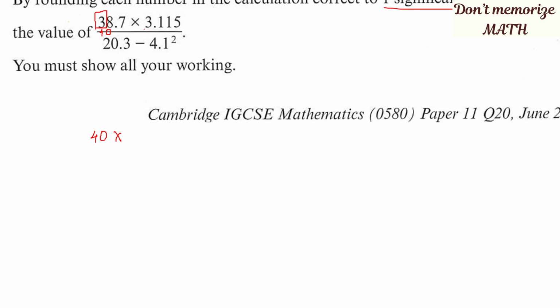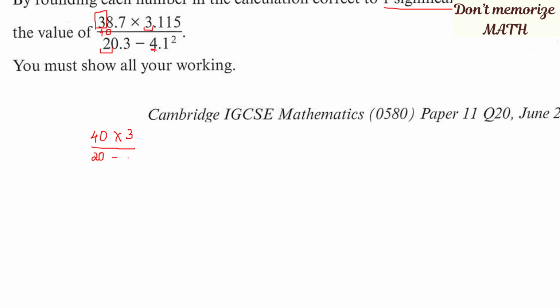Then 3.115. So we need one significant figure, so just 3. The next number is less than 5 and it is after the decimal, so you can just neglect. So it will become 3 divided by 20.3. So we need just this one. So the next number is 0, so just neglect the 3. So we will take 20. 20 minus 4.1 squared. We need one significant figure, so the next number is less than 5, so just neglect them.